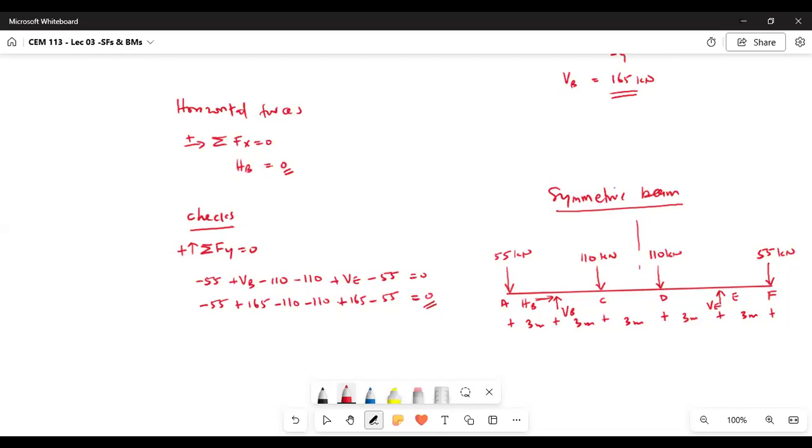What do we mean? If we say the beam is symmetrical, simply divide the beam into 2 parts. I hope you are listening carefully. Compare the left-hand side to the right-hand side. If the loads are equal and their distances are equal, and you can say that everything at the left-hand side is equal to everything at the right-hand side, then the total reaction, okay, is simply equal to, you add all the loads and divide by 2.